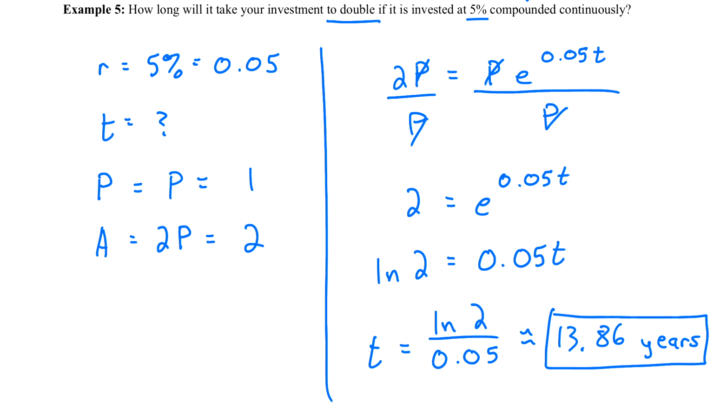What's neat about this is it doesn't matter how much you start with. What you end with is always going to be double that, and it doesn't matter whether you're going from $1 to $2 or 10,000 to 20,000. Regardless, it's still going to take the same amount of time, 13.86 years. So I'd encourage you to try that out. Try picking a different starting value for P and then solve that equation for t and see if you get the exact same solution.